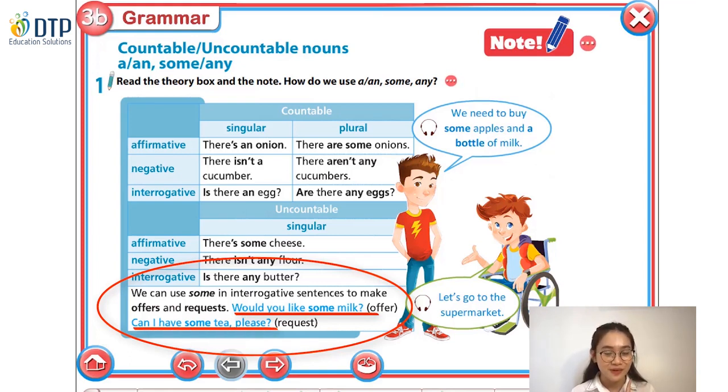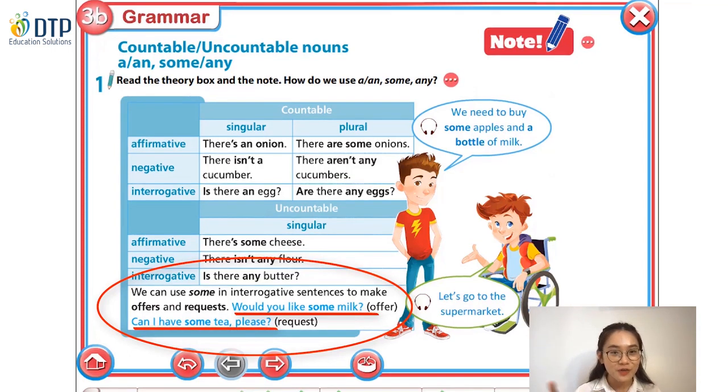Rồi và một điều lưu ý nữa giúp cô nhé. Chúng ta thêm từ some trong câu nghi vấn đối với những danh từ không đếm được để mà mình có thể đưa ra một cái lời đề nghị này hoặc là yêu cầu. Đó, bạn có muốn một ít sữa hay không? Hoặc là tôi có thể uống một ít trà được hay không?